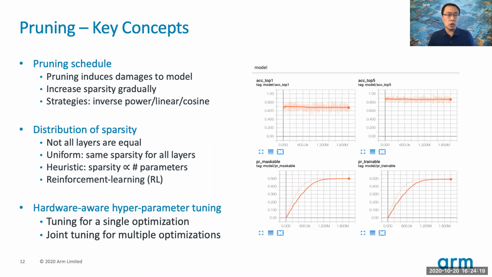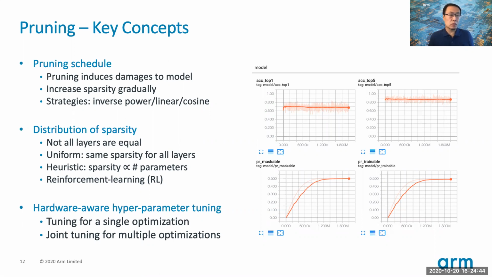And another important concept is the distribution of the sparsity. When the user mentions, I want this model to be 80% sparse, that really talks about the overall sparsity. But then we have to think, how do we distribute that overall sparsity across all the layers, given that not all the layers are equal when it comes to impact on accuracy and on latency?